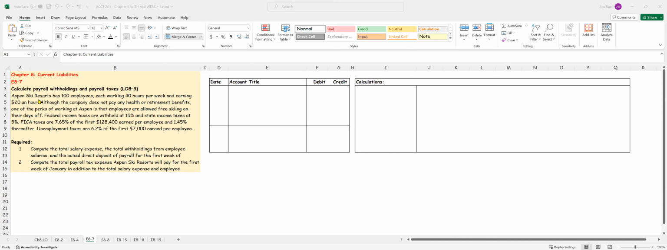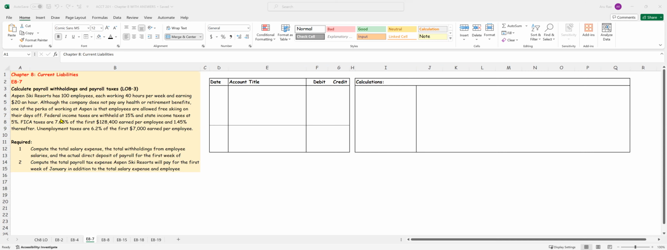So here we have Aspen Ski Resort that has 100 employees, each working 40 hours a week and earning $20 per hour. They tell us although the company does not pay any health or retirement benefits, one of the perks is that the employees are allowed to ski free on their days off.